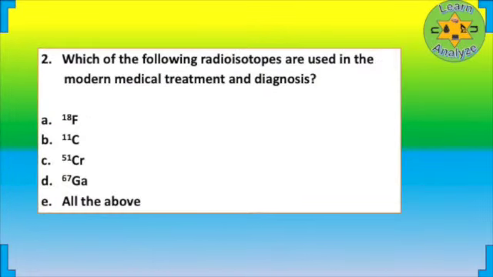Question number 2. Which of the following radioisotopes are used in the modern medical treatment and diagnosis? Option A, F18. Option B, C11. Option C, CR51. Option D, GA67. Option E, all the above.